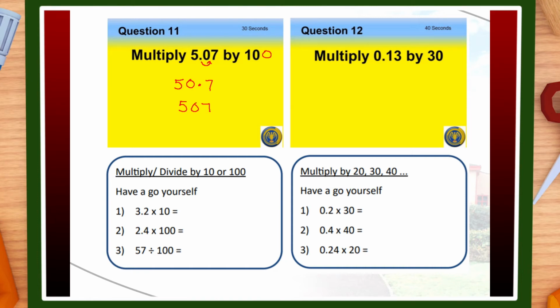Then we move on to multiplying by multiples of 10, 20, 30, 40, 50, 60, and so on. What we'd encourage to do here is very much the same as question 11, to start by multiplying by 10, move the decimal point down a place, so it's 1.3. Okay, but because 30 is 3 tens, we need to take our answer and multiply it by 3, which is 3.9. All right, so multiplying by 20 would be times 10 times 2. Multiplying by 30 would be times 10 times 3, and so on. Try the ones underneath.